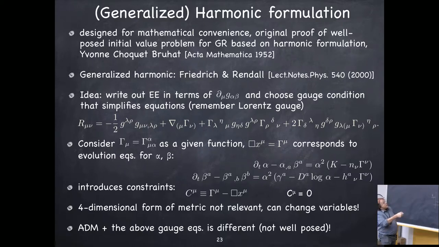You can write this directly with a four-dimensional metric, but you can just as well write it in terms of your three-metric and the lapse and shift. It has the same mathematical properties, basically. You can also, for example, take the previous equations and use this gauge, but because it has different terms, it would actually have very different properties. In fact, it's not well posed.